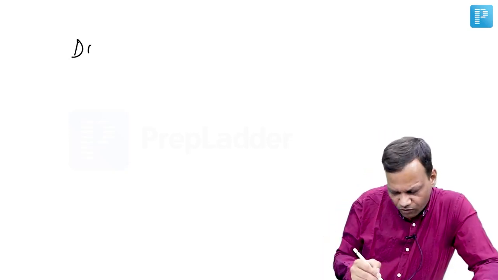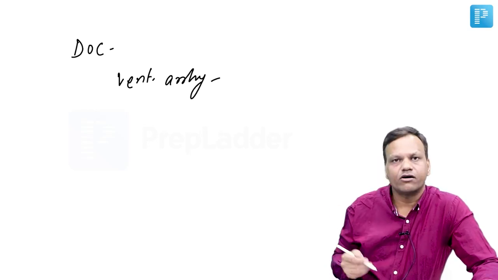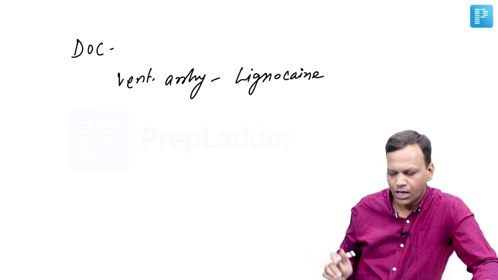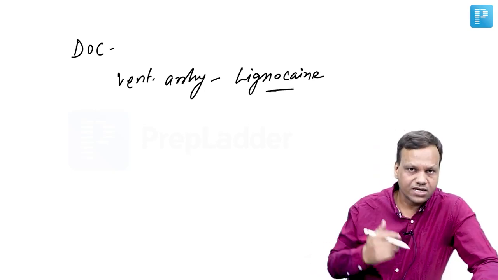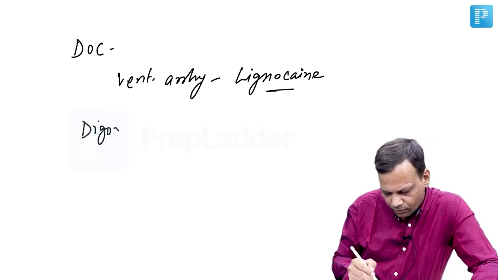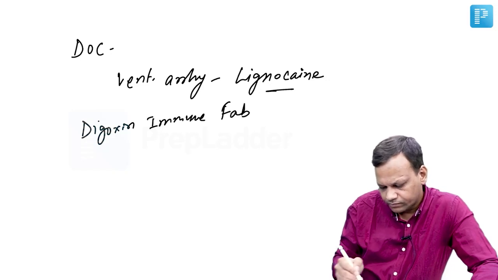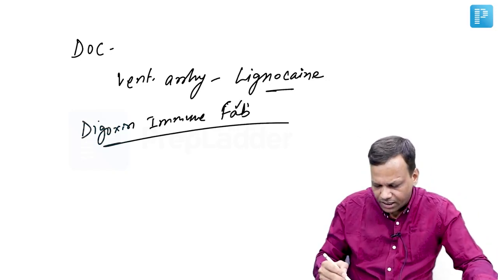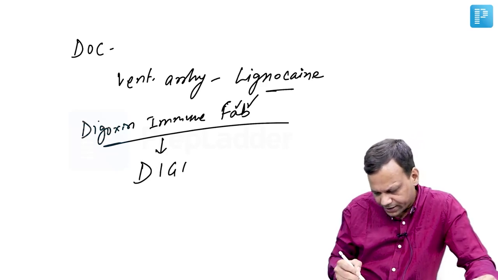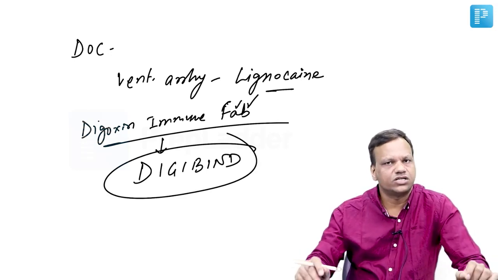So the drug of choice for digoxin-induced ventricular arrhythmias. For ventricular arrhythmia, drug of choice is lidocaine. Lidocaine or lignocaine is the drug of choice for ventricular arrhythmia. And if they cannot be controlled or there are other arrhythmias, then we can use a drug known as digoxin immune Fab. This is a fraction of antibody against digoxin, which is also known as digibind. So this will bind digoxin and stop its action, used in severe digoxin toxicity.